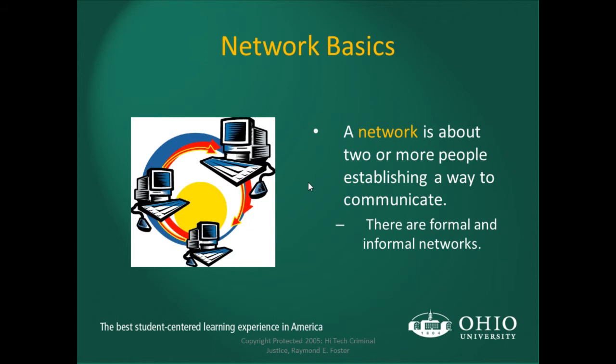I think you guys have been exposed enough to the internet to understand that the internet is just a collection of different networks, different types of networks, all being able to talk together and share information. So a network is about two or more people establishing a way to communicate. Small networks could be two computers, as well as if you encompass the internet, you're talking about billions and billions of computers.